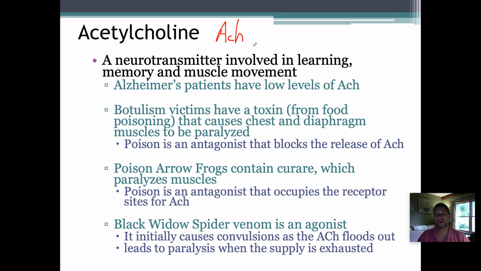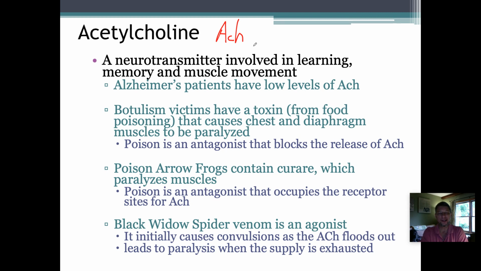There's a poison called curare, which is from the poison arrow frogs that you find in South America. These paralyze your muscles, all right? And in this case, again, this is an antagonist, but the way that this one works is the acetylcholine is released into the synaptic gap, but the receptor sites on the postsynaptic membrane are blocked, and therefore the acetylcholine can't stimulate a signal in the next neuron, the postsynaptic neuron.